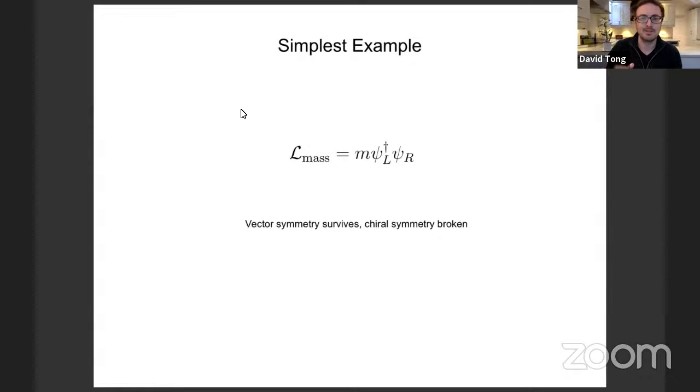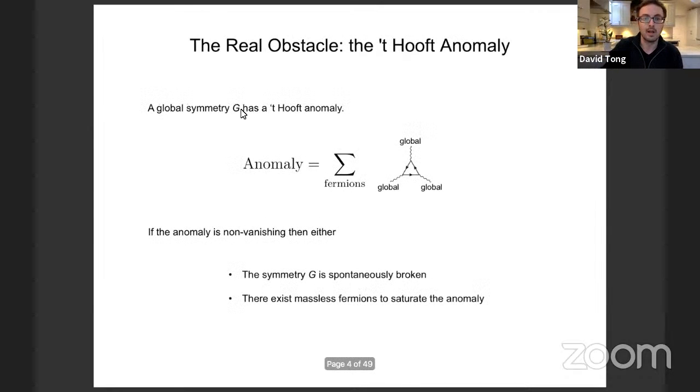There's a deeper reason for why symmetries are broken, and it's not just that they're chiral. The deeper reason was understood 40 years ago. It was understood by 't Hooft, and it goes by the name of the 't Hooft anomaly.